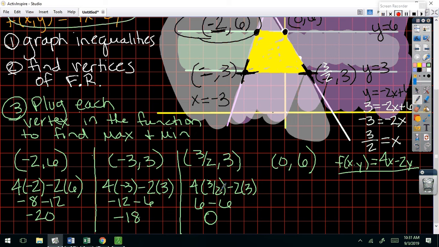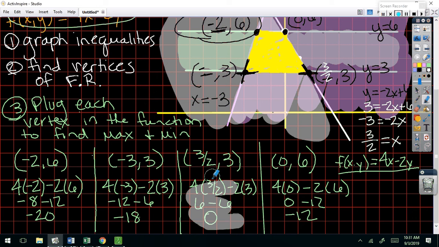Should be 4.5. And then 0, 6. Let's see. 4 times 0 minus 2 times 6. 0 minus 12, -12. So now my question is, where is the maximum?